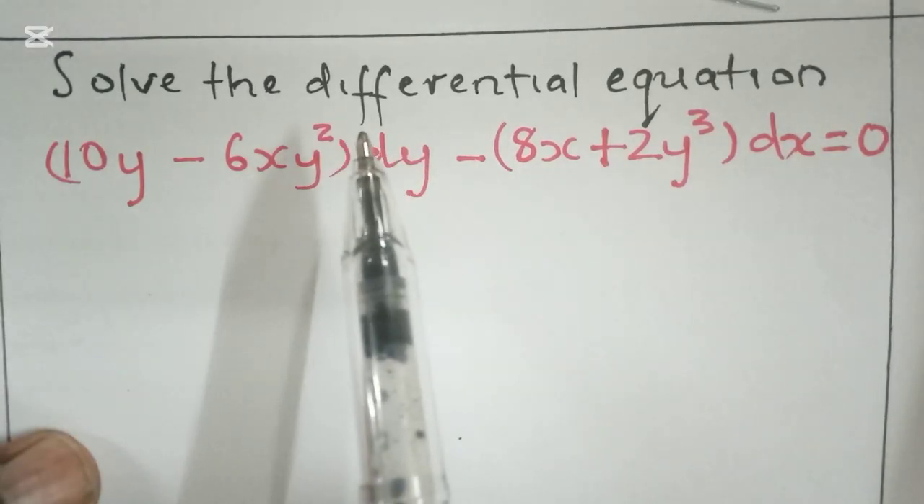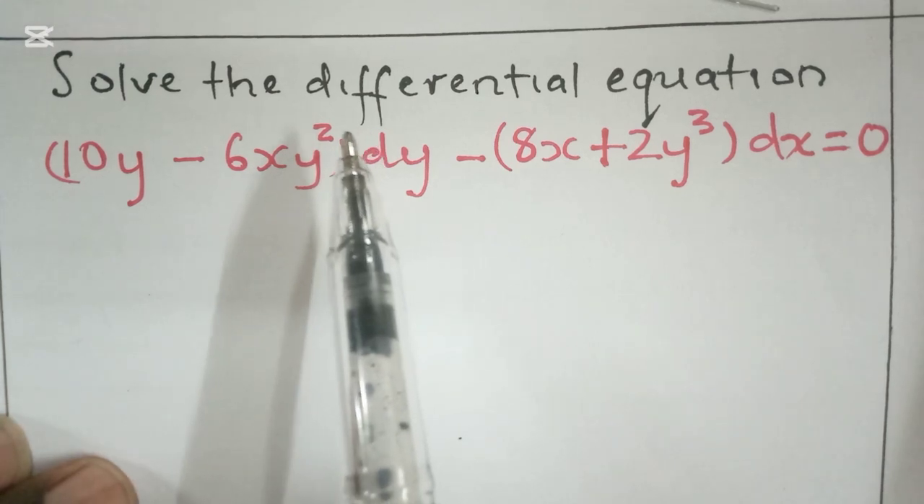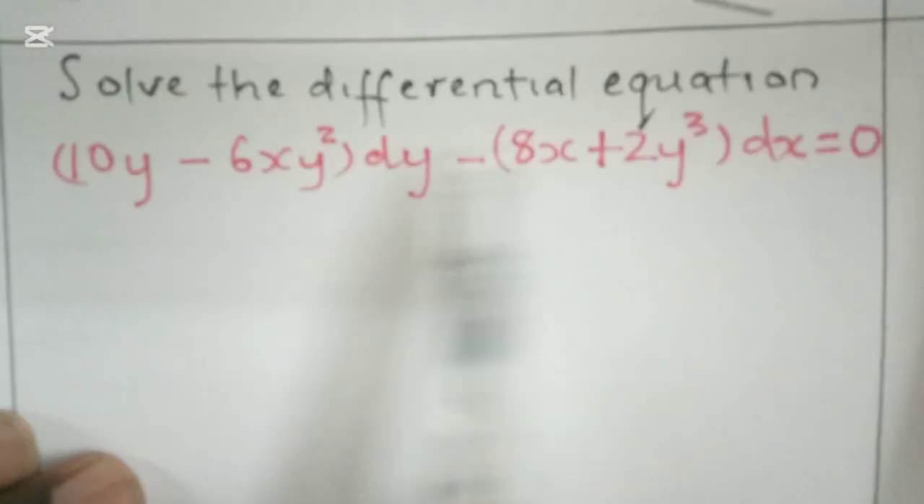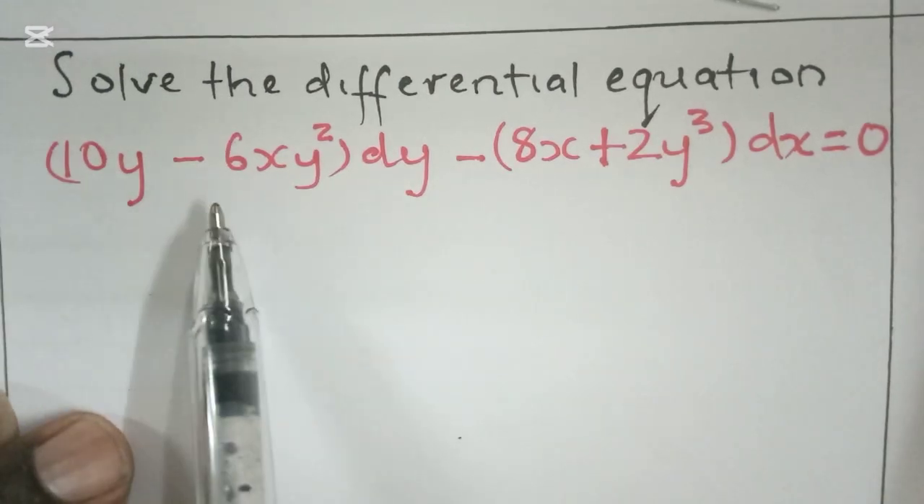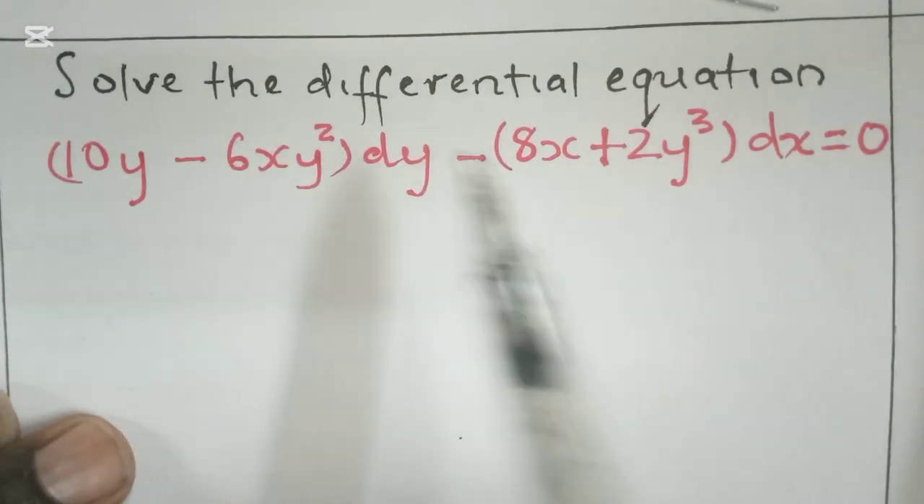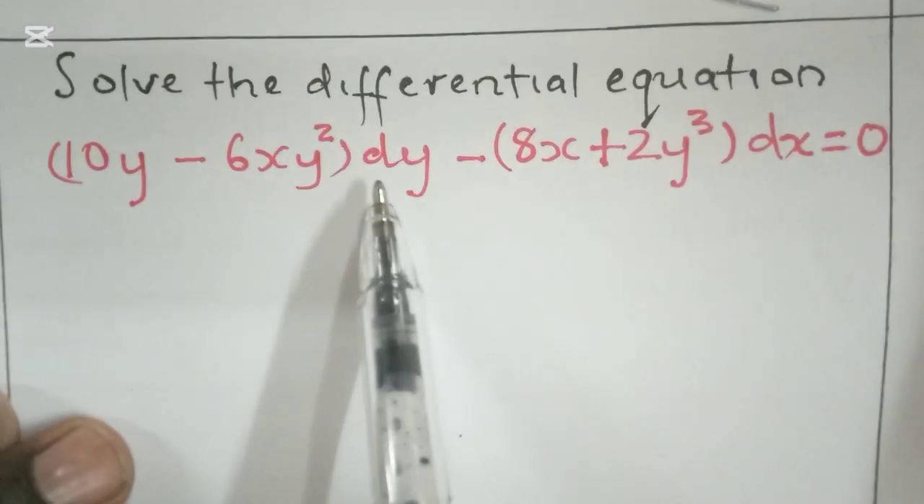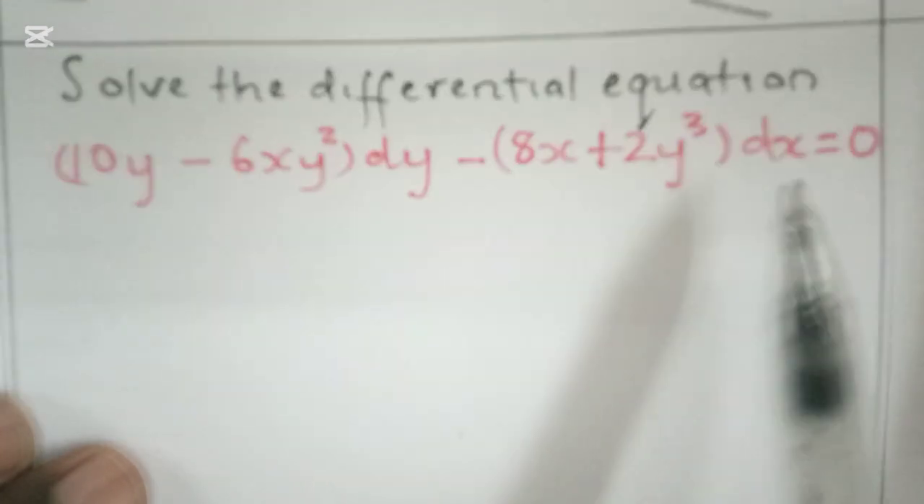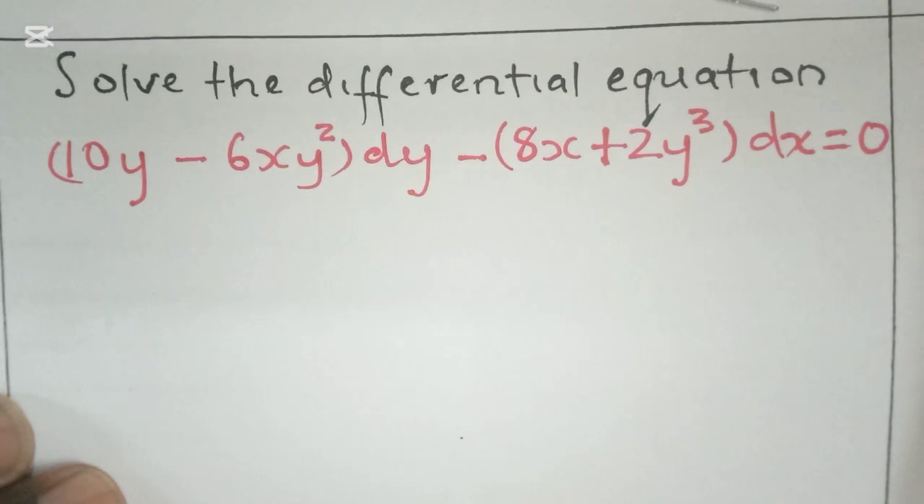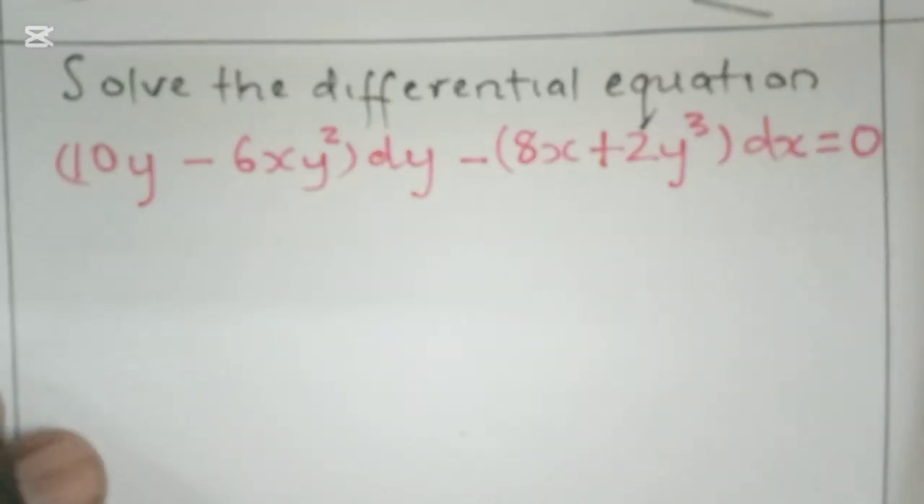Guys, let's first of all read the question. Solve the differential equation (10y - 6xy^2) dy - (8x + 2y^3) dx = 0. So guys, we do that question.